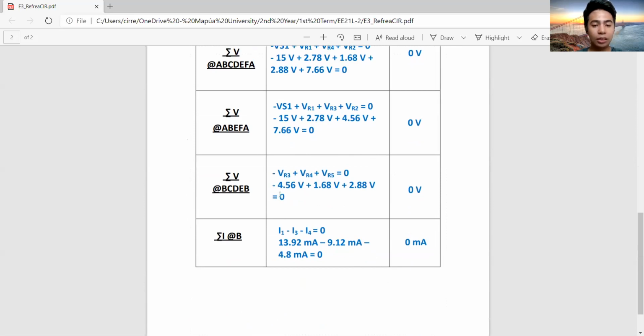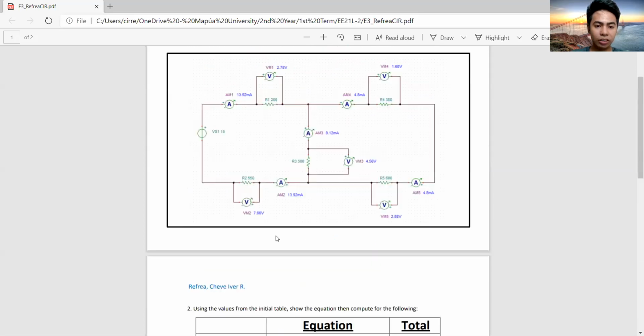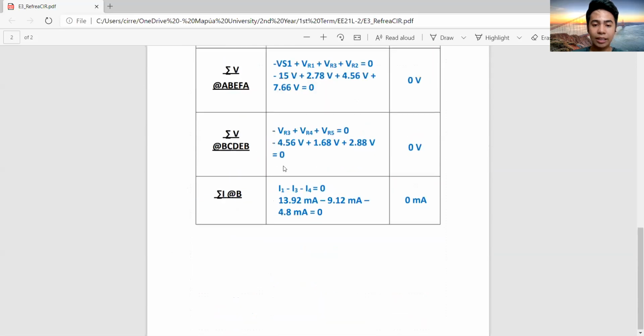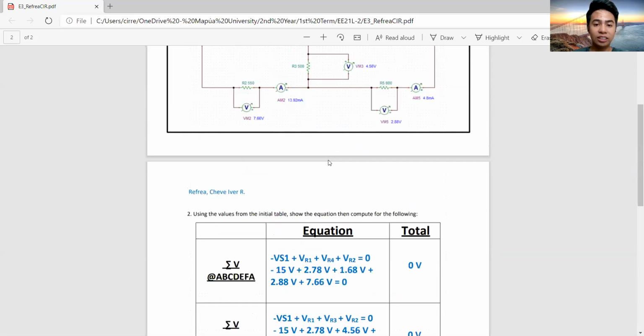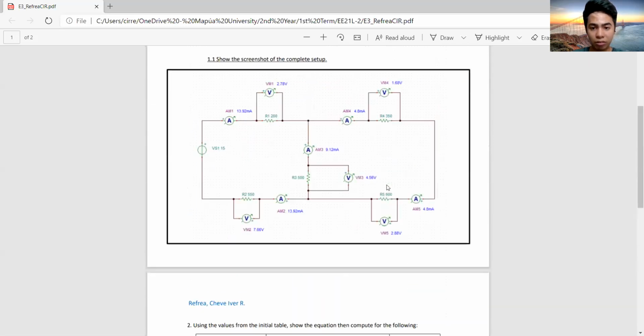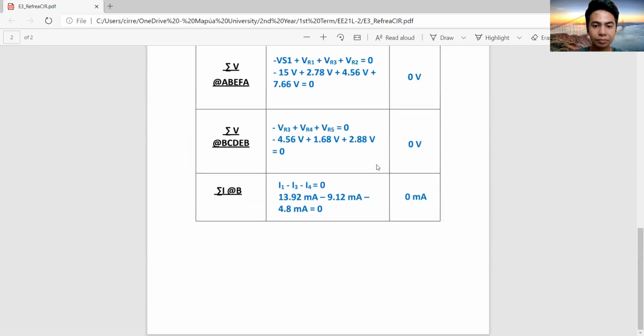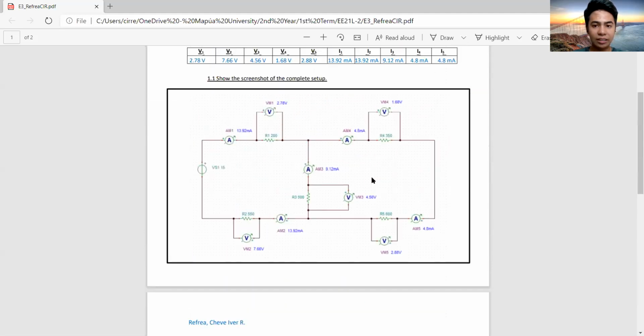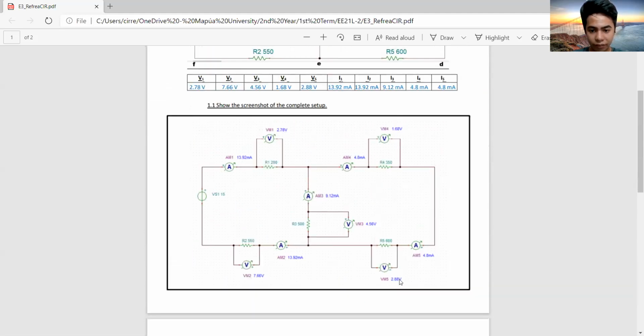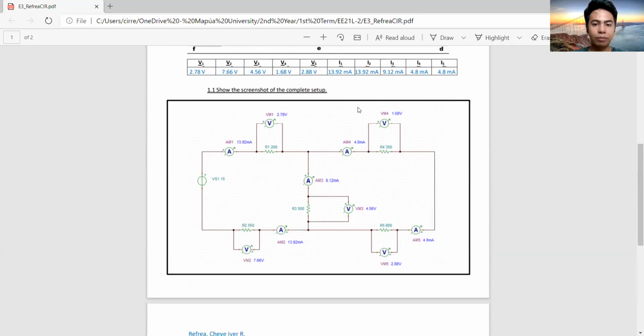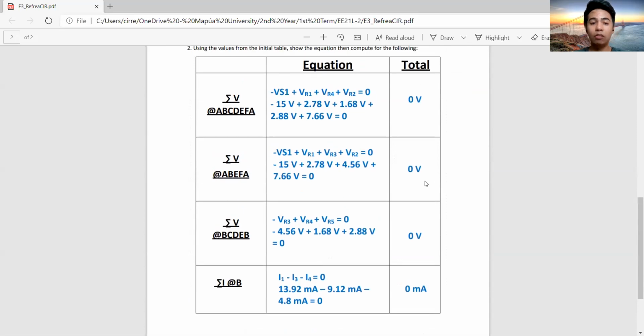And for the third item, the formula is negative voltage for resistor 3, plus voltage for resistor 4, and voltage for resistor 5, which should equal 0 once again. So VR3 is 4.56 here, with the negative sign, plus 1.68 volts for VR4, and 2.88 for VR5. Adding all that up should equal 0 volts once again, following Kirchhoff's voltage law.